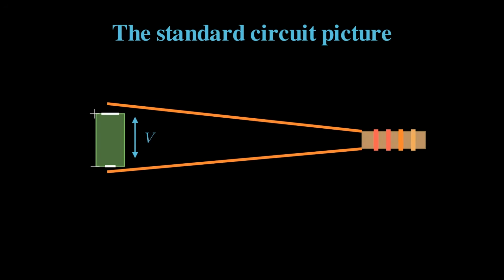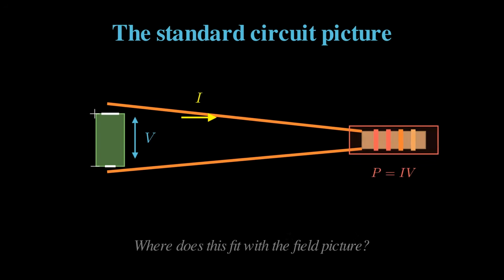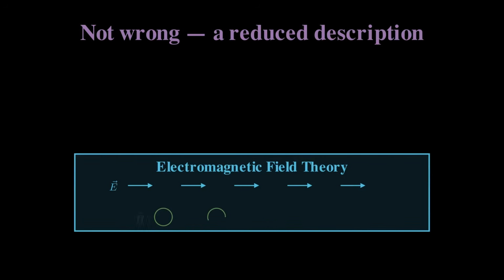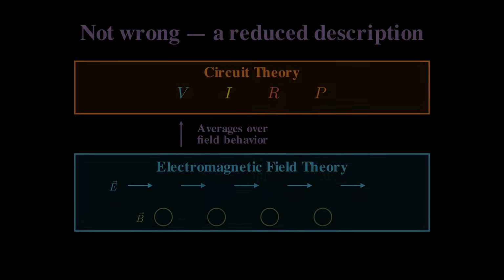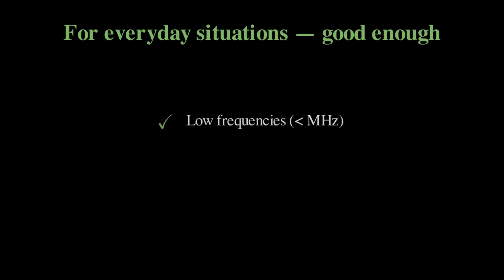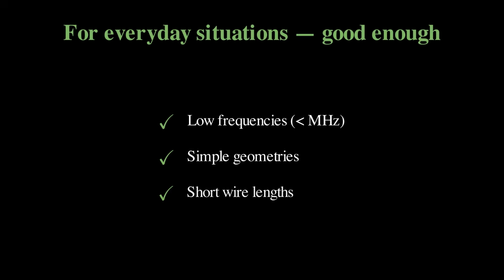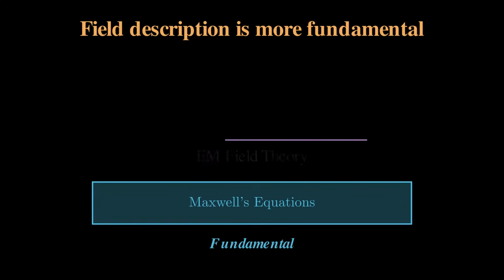So, where does this leave the standard circuit picture that talks about voltage, current, and power in wires? It's not that the traditional picture is wrong. It's a reduced description that averages over the underlying field behavior. For many everyday situations, that approximation is good enough. But the field-based description is more fundamental.